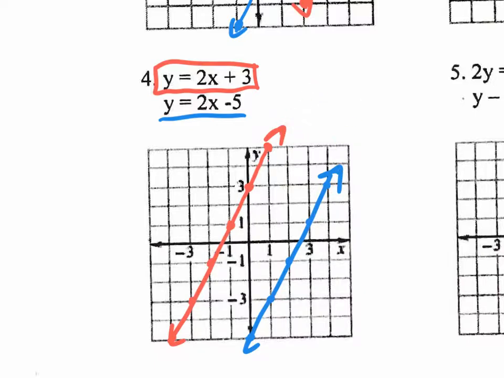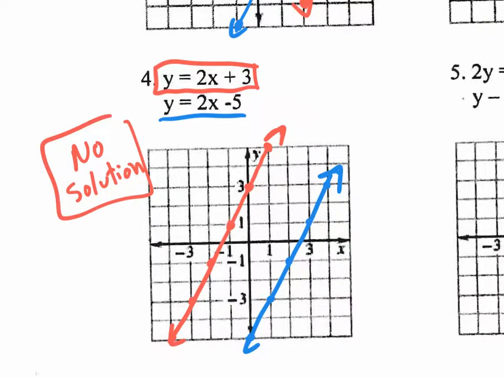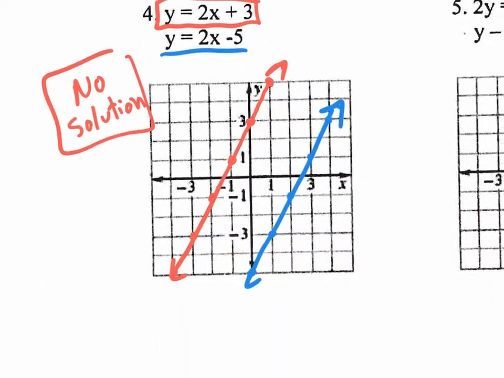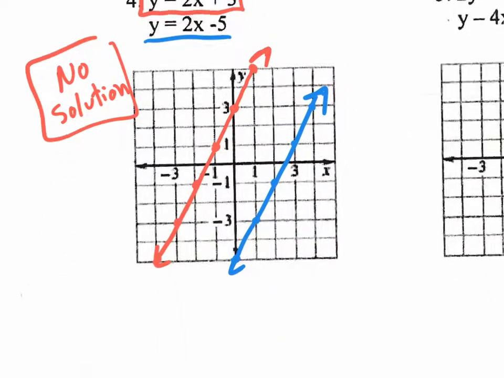So what do I say? If I'm trying to find the answer and they never cross, then there is no answer. So you would say no solution. Yeah, I know. That's kind of weird. But still, there is no answer. Remember, what is the answer? It's the point that they share, a point of intersection. If they don't cross, then there is no solution.